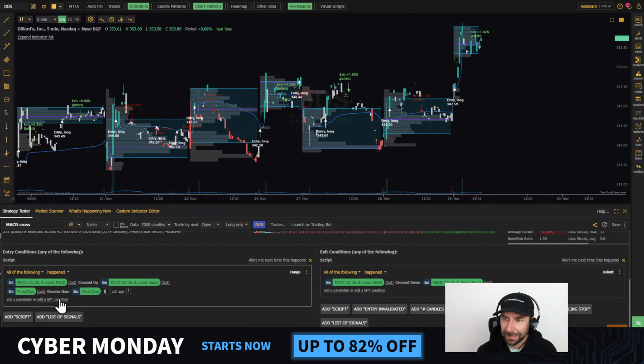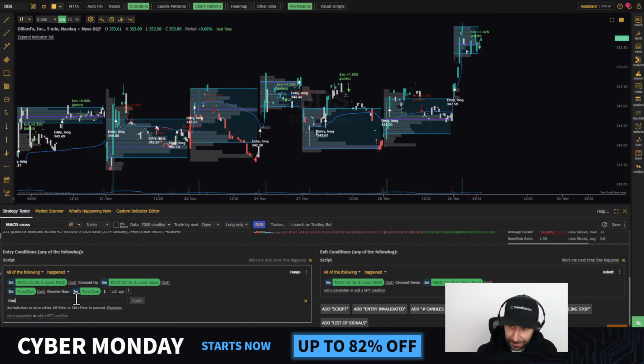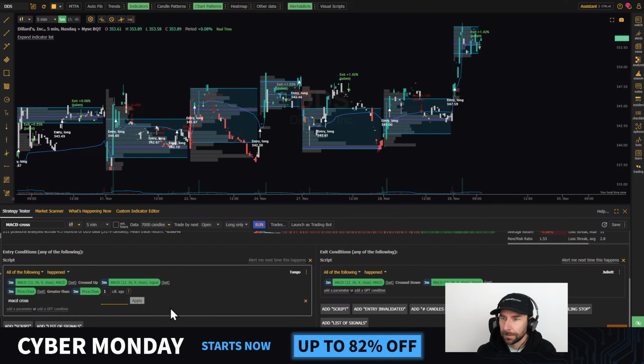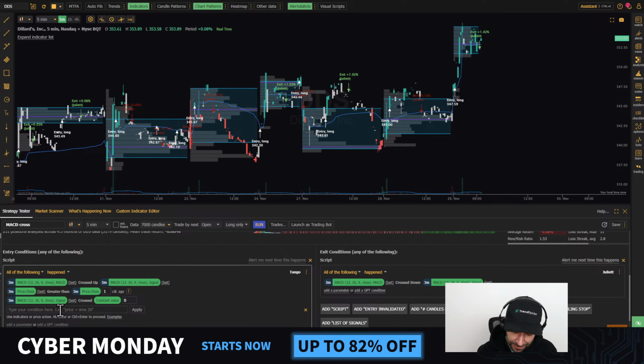You can say something like, again, MACD cross, and it'll build the script for you. This works for price conditions and indicator conditions. It works for the strat too. You could say things like the strat is to you.